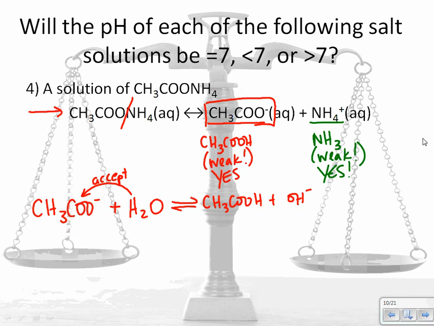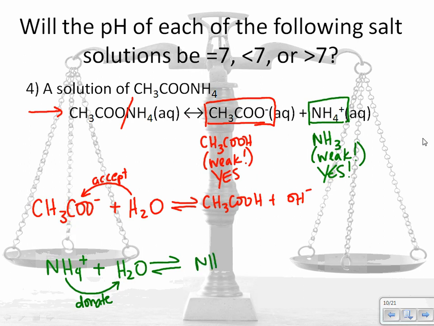So if I just had that happening, I could say that this reaction is going to be basic. But I don't just have that one happening, I also have my NH4+ hydrolyzing. So I write that down. NH4+ and H2O. What's going to happen here? My NH4+ is going to donate a proton. Oh, so notice how one's a proton donor and one's a proton acceptor? Isn't that interesting? Nice little acid-base reaction for you.